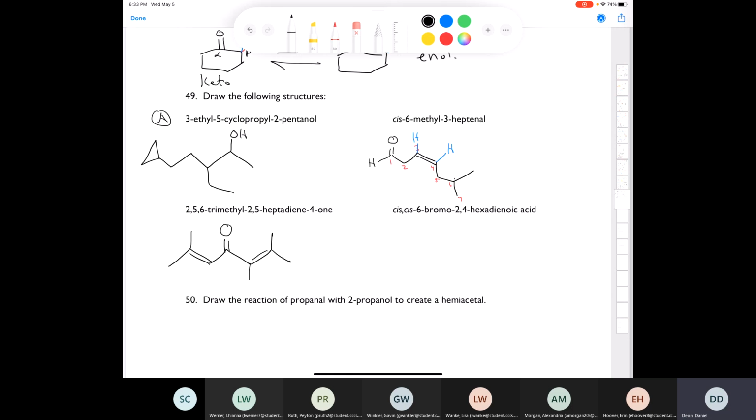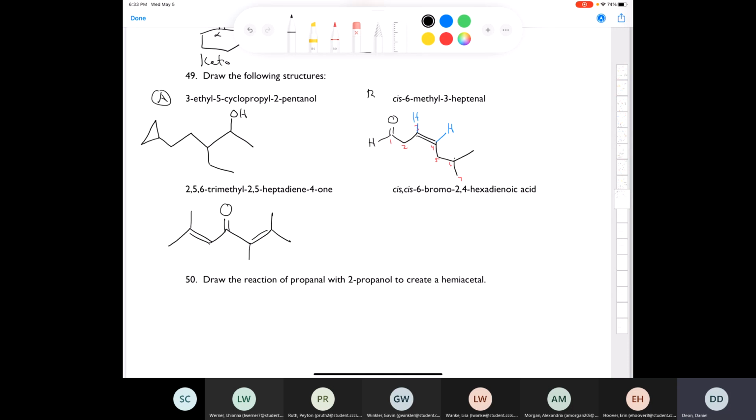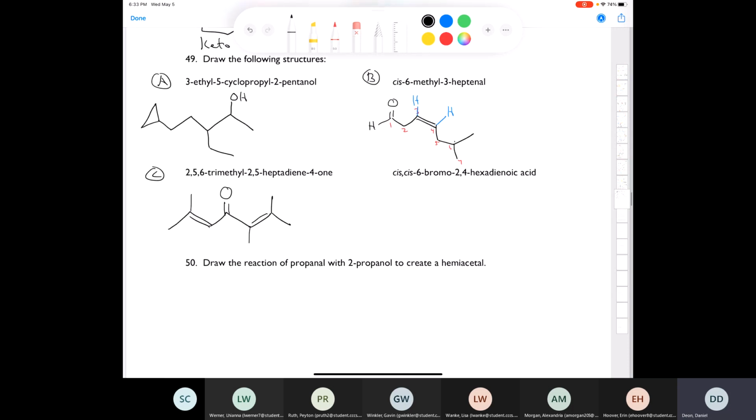The next one, cis 6-bromo-2,4-hexadienoic acid. We're going to skip that one because I'm not going to ask you anything that involved. Okay, and you can try it, of course. It's always good when you're practicing to go one step beyond your comfort zone, and that will really help to push you.